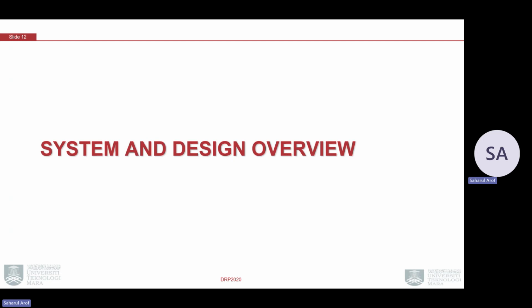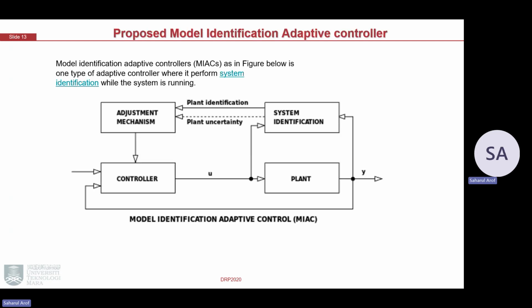So the system and design overview that I propose is a model identification adaptive controller, MIAC, as in the figure below. It is one type of adaptive controller where it can perform system identification while the system is running. So you have system identification, an adjustment mechanism for the controller, and the controller and plant.